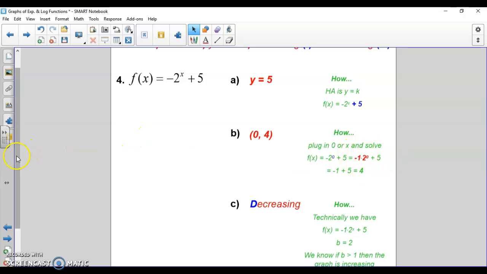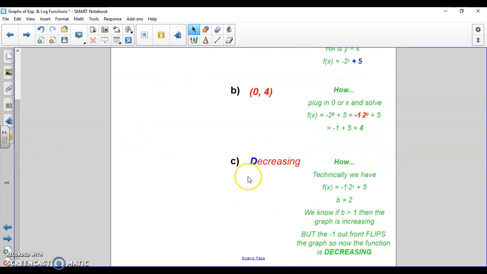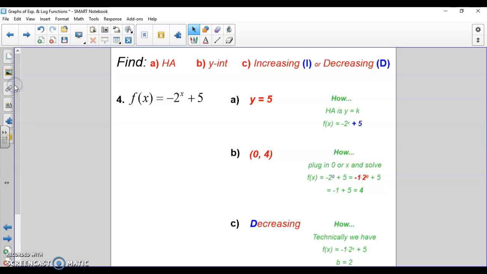Watch that, please. Next, decreasing. Now, the b value being 2, we know the graph is increasing. But the -1 out front flips the graph, so now the function is decreasing. This is what I was talking about, where when it flips, the increasing, decreasing portion flips as well. Watch this entire problem with that negative out front.